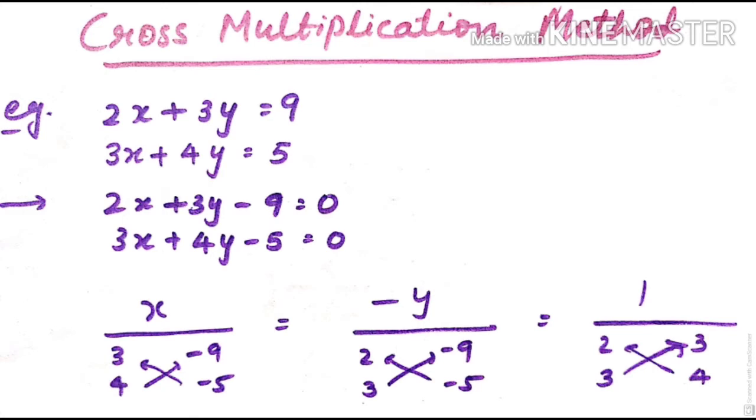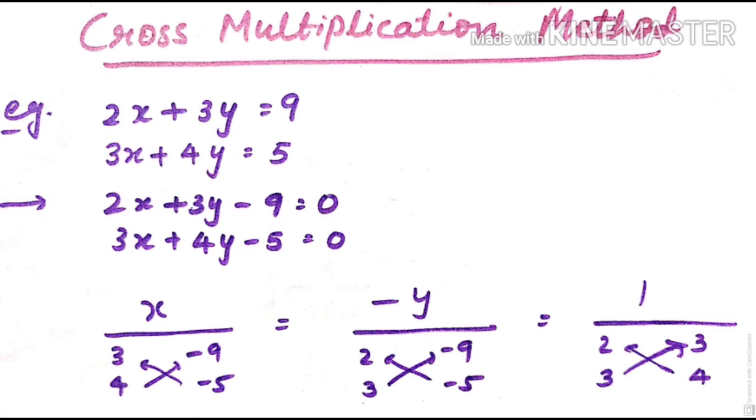I am taking one example here. 2x plus 3y is equal to 9 and 3x plus 4y is equal to 5. These are the two linear equations we are given. So the first step in this method is that if on the right side there is any constant term, we will take it to the left side by changing the sign. So what I did here: 2x plus 3y minus 9 is equal to 0, and the second equation 3x plus 4y minus 5 is equal to 0.